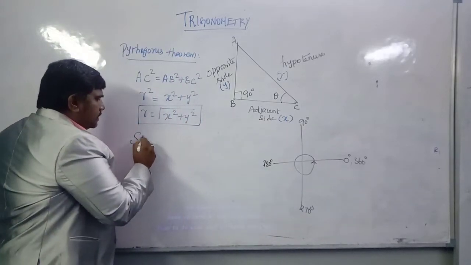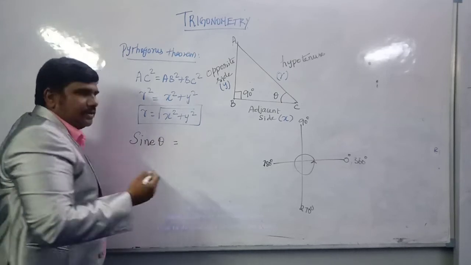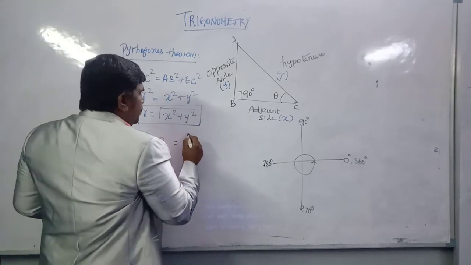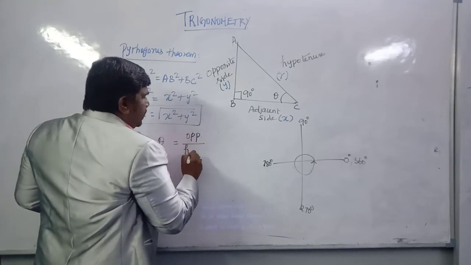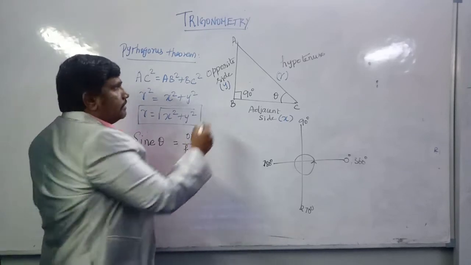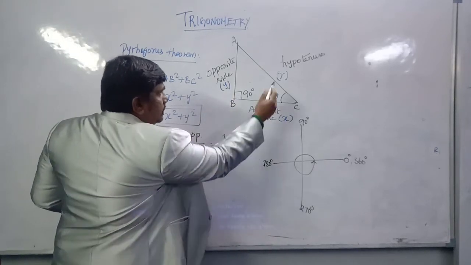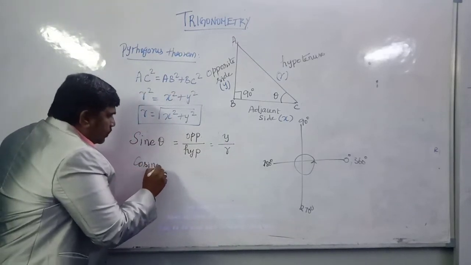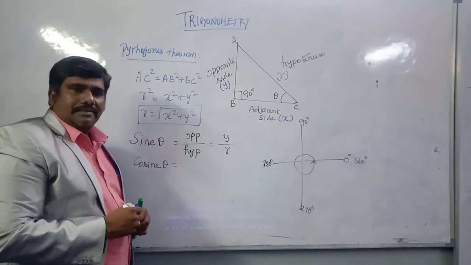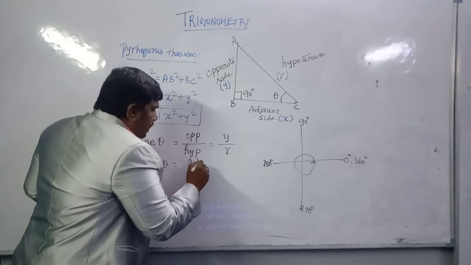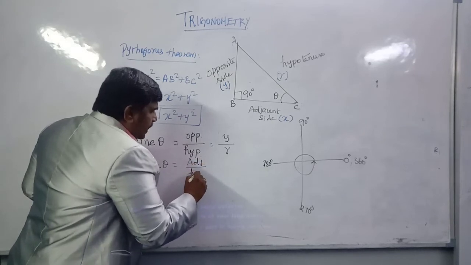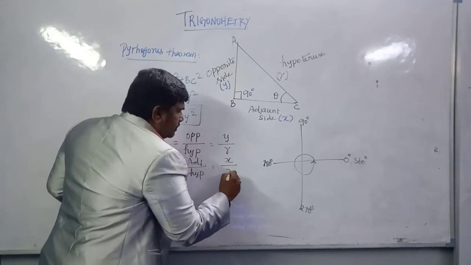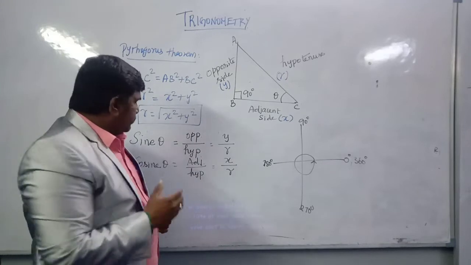The first one is sine theta, or simply sin theta. This is defined as the ratio between the opposite side and the hypotenuse. The opposite side is y, and the hypotenuse is denoted as r, so sine theta is y by r. The next function is cosine theta, or cos theta, defined as the ratio between the adjacent side and the hypotenuse. The adjacent side is x, so x by r is the cosine theta.